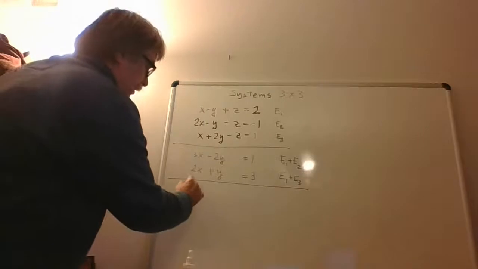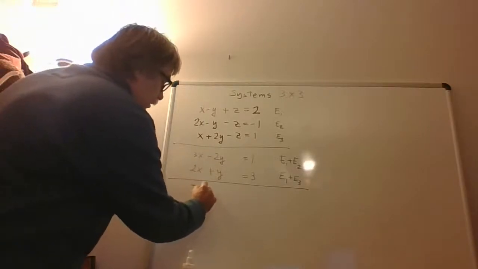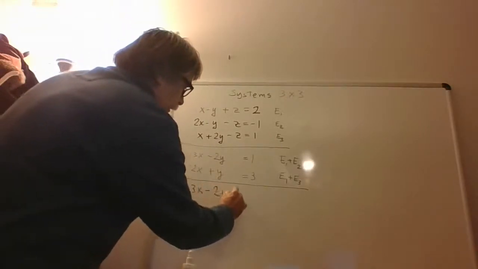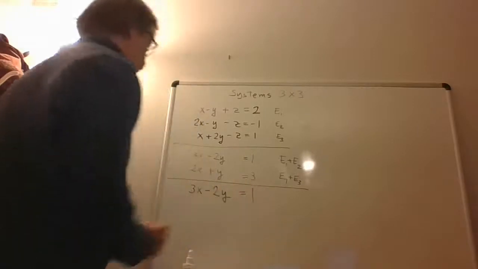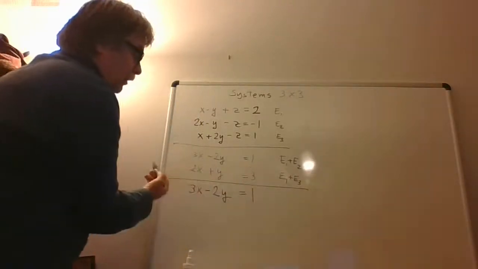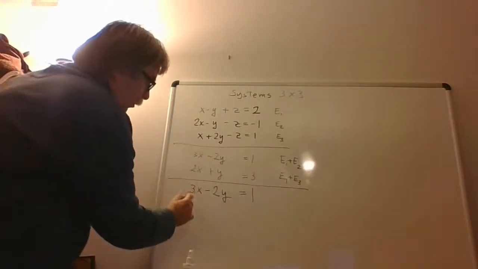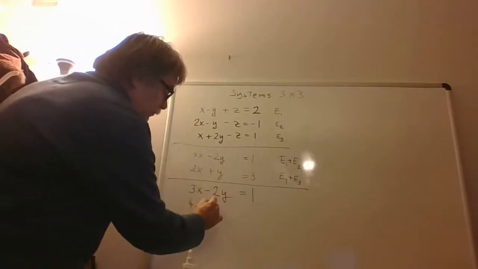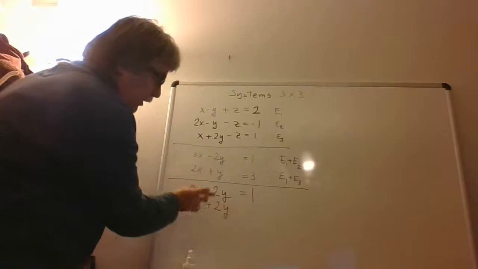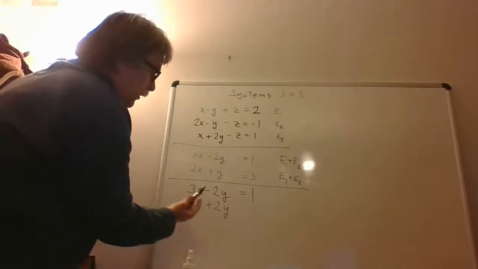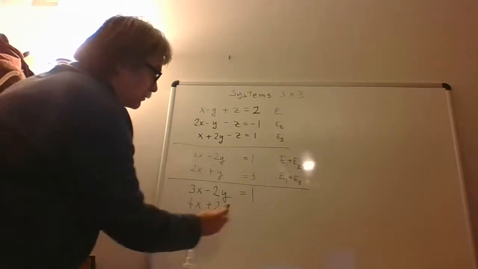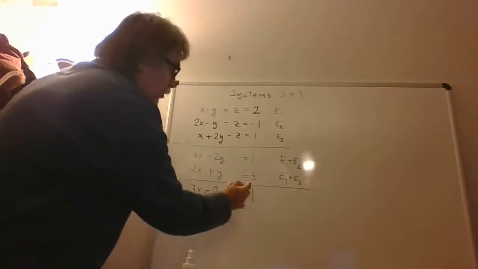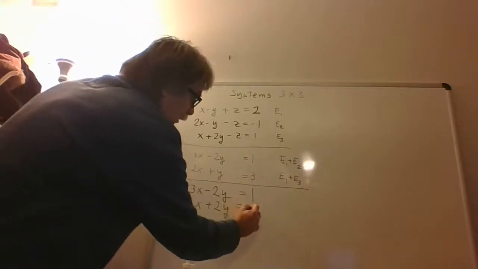I'm going to keep the first equation. The first equation is 3x minus 2y is equal to 1. And the second equation I'm going to multiply by 2. So it's going to be 4x, and it's going to be 2y. That's the goal, right? I'm going to match these two terms. This is negative 2y, and this is positive 2y. And of course I should not forget that the double of 3 is 6.